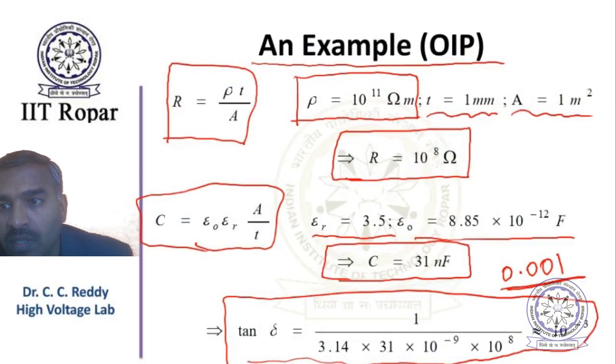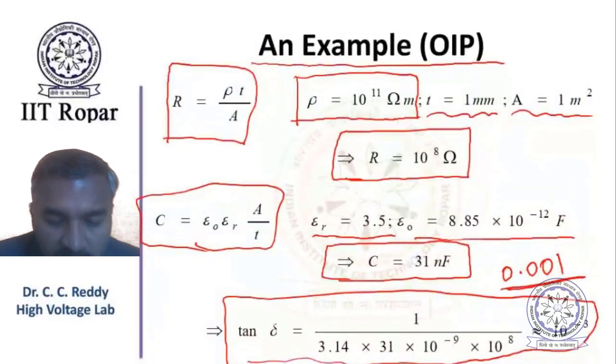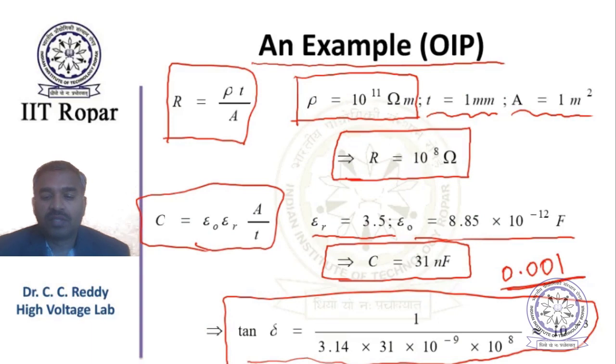Dimensionless, sir. It is dimensionless because it is the ratio, right? Ratio of two lengths is always dimensionless. So tan delta is dimensionless.